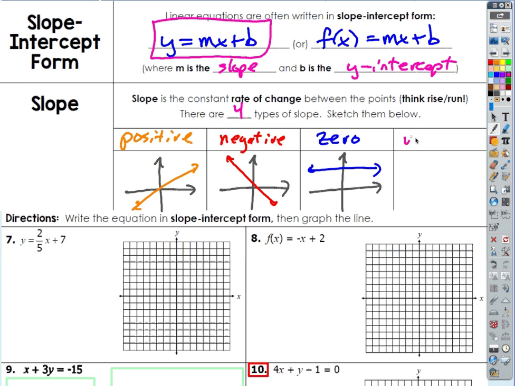Which is a vertical. Right. Undefined would be, and you probably remember this, undefined is a vertical line.